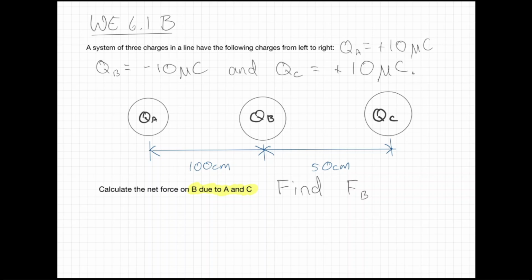Make sense? So we could establish our little frame of reference, as we often do with lots of different types of problems: to the right is positive, to the left is negative. Just to get the ball rolling here. Okay, so let's find the force that B experiences due to A.